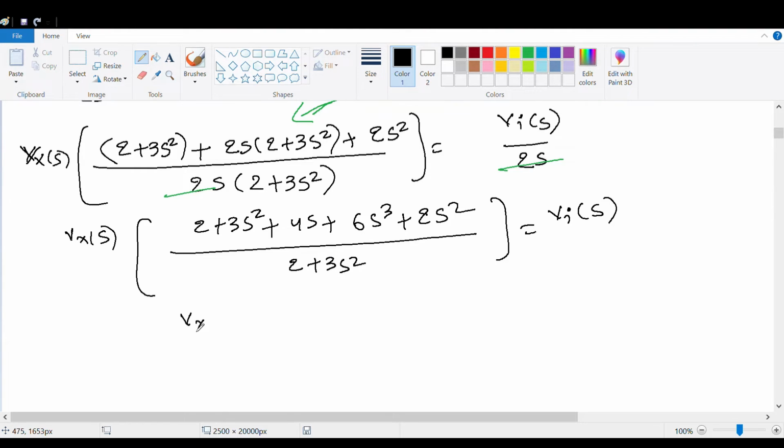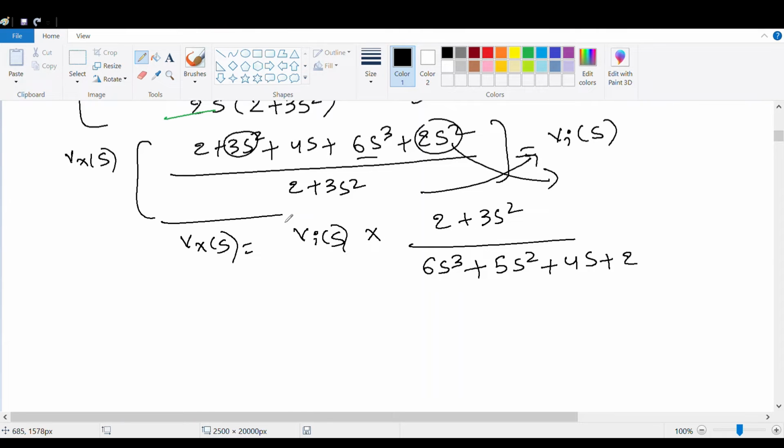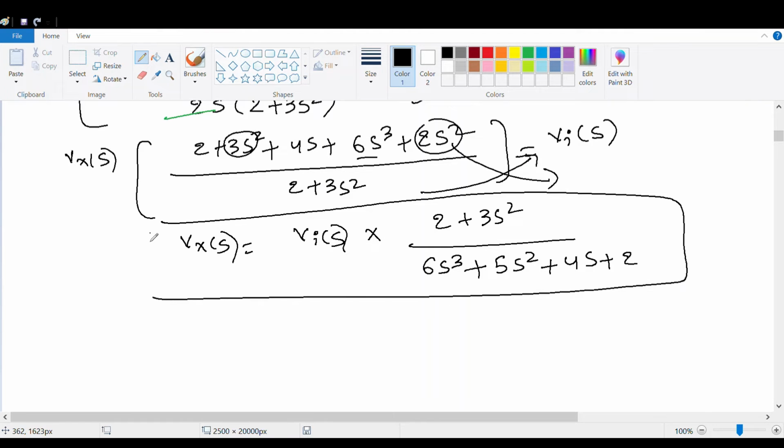Now Vx of s equals Vi of s into 2 plus 3s square, moving in this direction to the denominator. Now 6s cube plus this 2s square and 3s square. This is 5s square plus 4s plus 2. This is equation number 1.